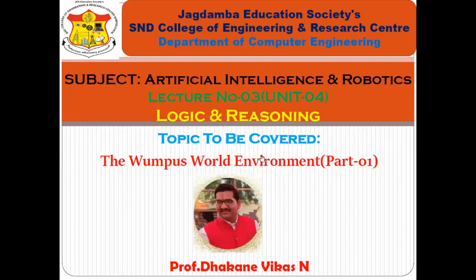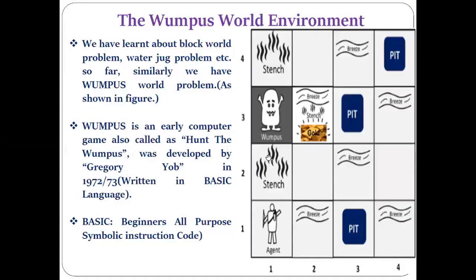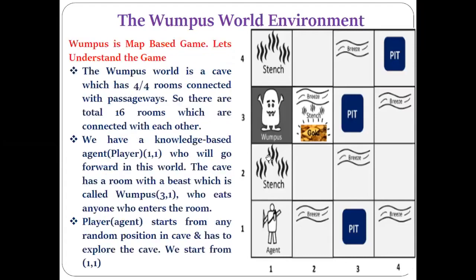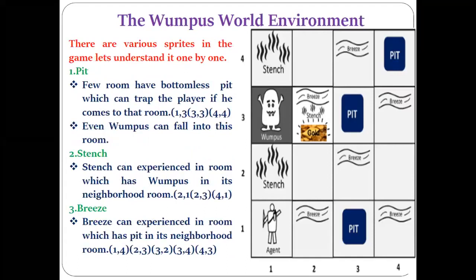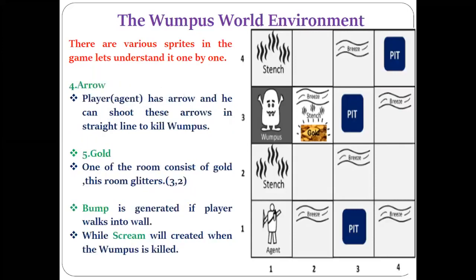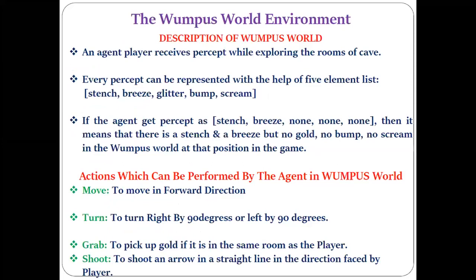Let's start with our next part from the Wumpus World environment. Yesterday we started with the Wumpus World problem. Yesterday we already discussed the basic details of what exactly the Wumpus World environment is, who developed this particular game, and using which language it was developed, then how it is played and what its exact structure is. We also discussed the various elements of the Wumpus World environment like pit, stench, breeze, arrow, gold, bump, scream, etc.